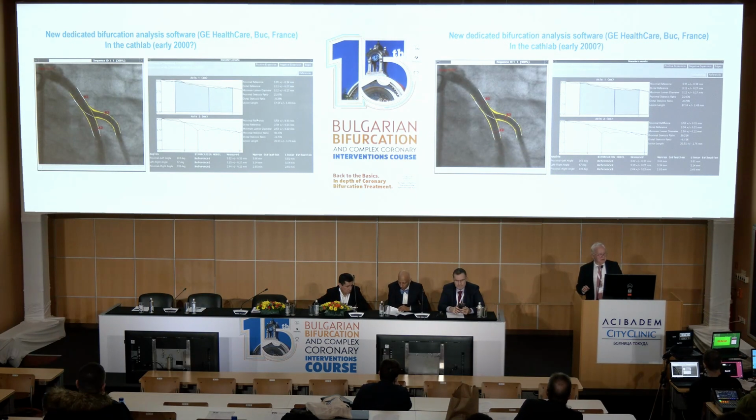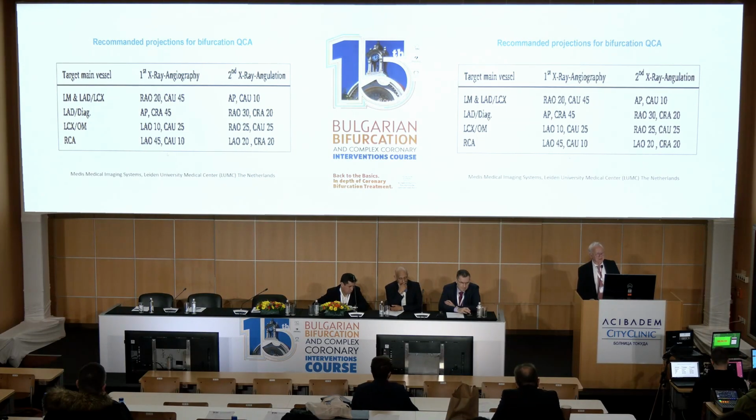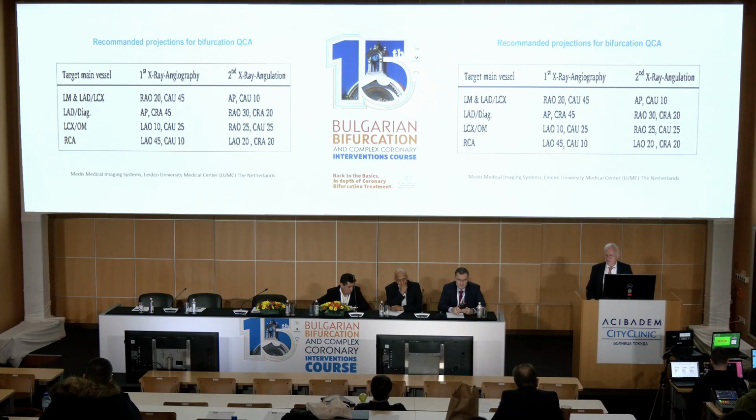In 2000, inside one of our cath labs, we had this software produced by General Electric. You can see that it took a linear decrease of the diameter from proximal LAD to distal LAD and proximal LAD to diagonal. This is not true again. What is important, maybe you can copy that or we'll find it, is the recommended projection for bifurcation QCA. To analyze a bifurcation, you have to see the bifurcation. I won't go into detail on this, but you will find it easily.